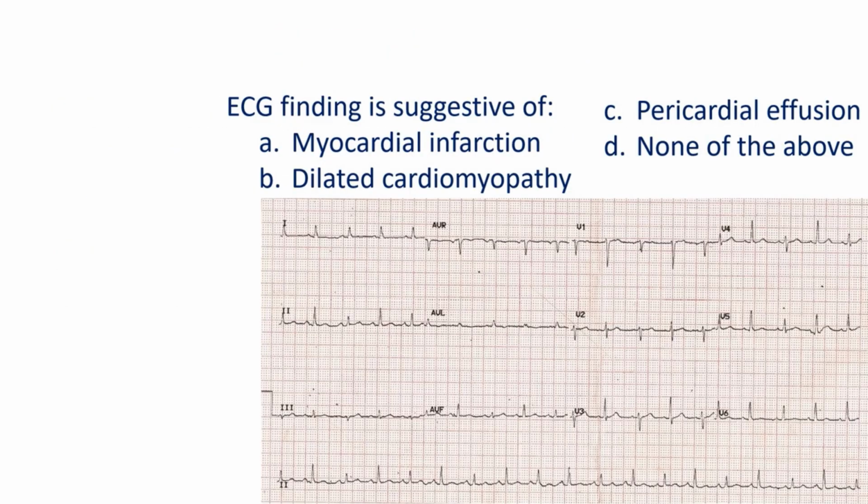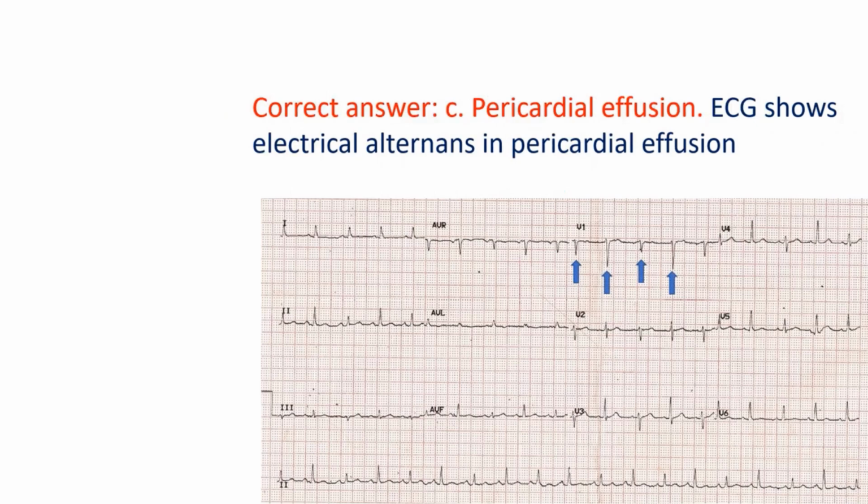ECG finding is suggestive of: A. Myocardial infarction, B. Dilated cardiomyopathy, C. Pericardial effusion, D. None of the above. Correct answer C. Pericardial effusion.